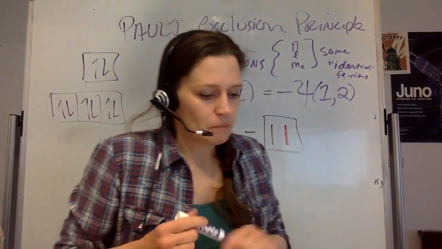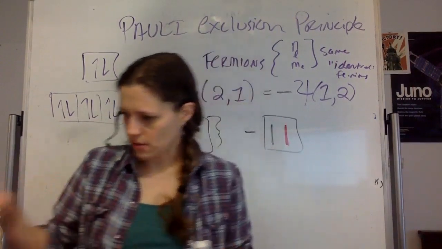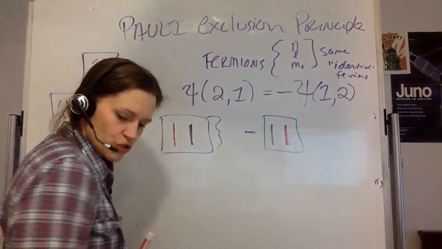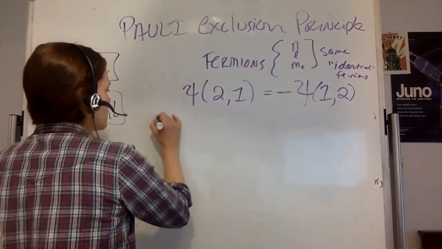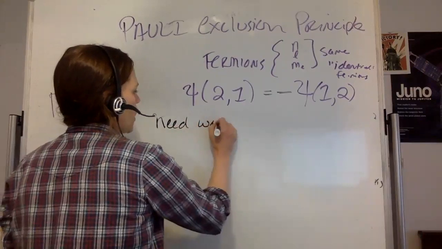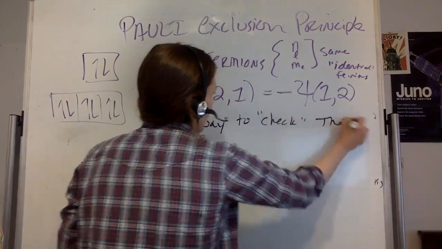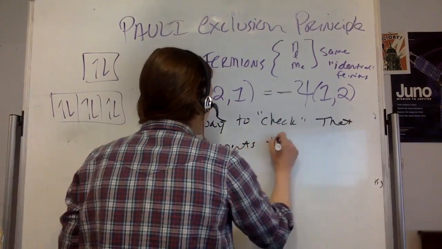Okay, so what does that mean? So this means that, I lost my black marker. We need a way to check that psi represents the system.